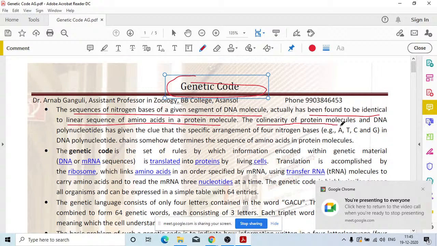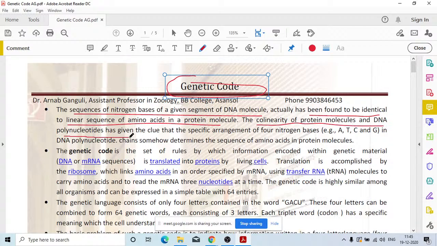The collinearity of protein molecules and DNA polynucleotides has given the clue that the specific arrangement of 4 nitrogenous bases A, T, G and C in the DNA polynucleotide chain somehow determines the sequence of amino acid in protein molecules. এর মানে দাঁড়াচ্ছে যে যে সিকোয়েন্স অফ যে ডিএনএ বেসিসগুলো ছিল এ টি জি সি ডিএনএতে সেটা এমআরএনএর সঙ্গে কোরিলেট করছে, আর এই সিকোয়েন্সের ওপরে একটা পার্টিকুলার সিকোয়েন্স অফ ডিএনএ হলে একটা পার্টিকুলার অ্যামাইনো অ্যাসিড সিকোয়েন্স আসছে, এটা দেখা গেছে। তার মানে একটা কোরিলেশন ছিল. So how do you then define the genetic code?